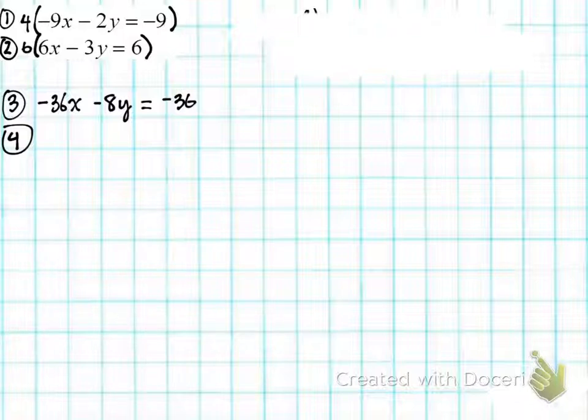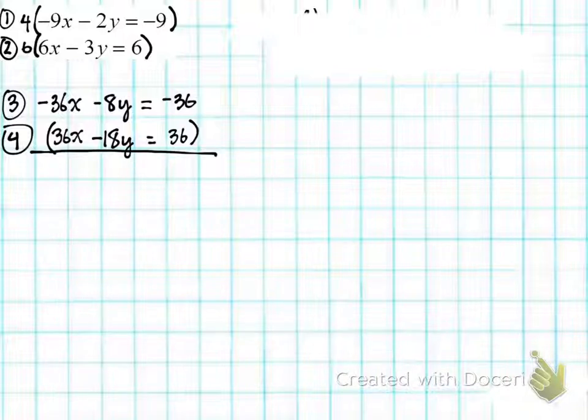Equation 4. Can you tell me what equation 4 is for me, please? Okay. Minus 18y equals 36. Good. Okay. Let's put parentheses around equation 4. Turn to your neighbor. Tell him what operation you would use to get rid of the x's.